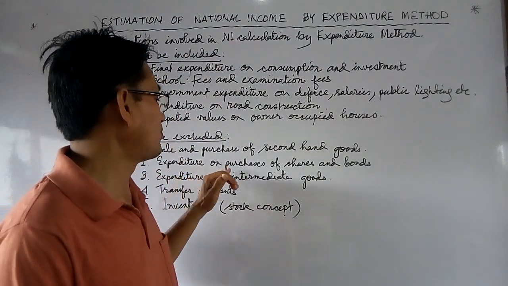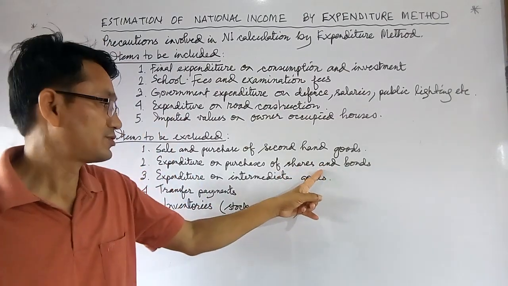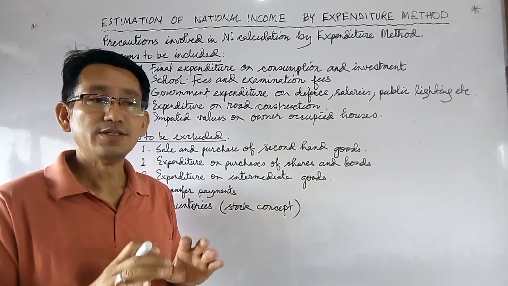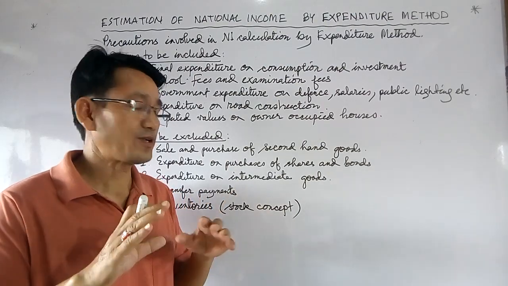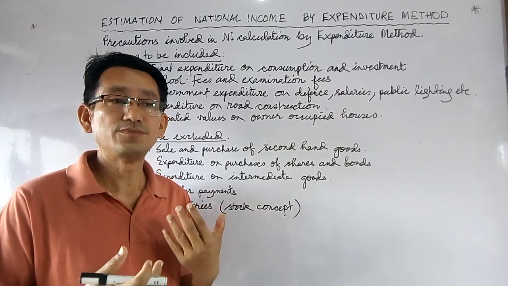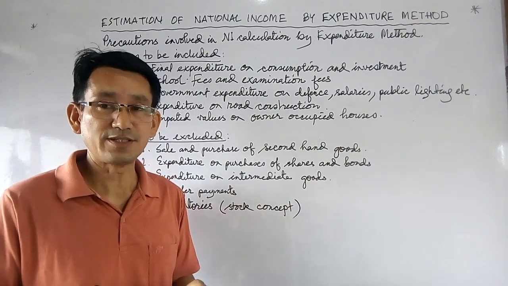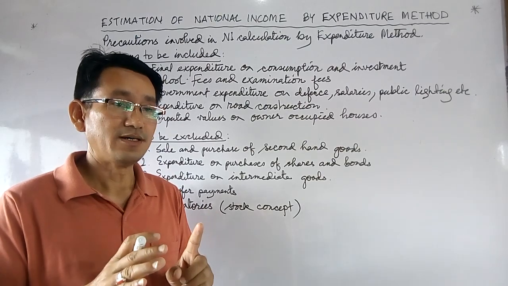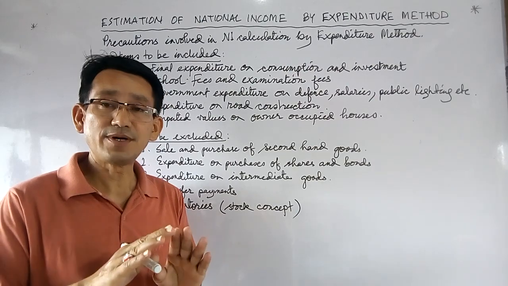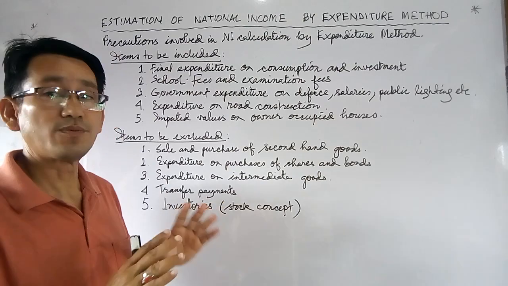Then expenditure on purchase of shares and bonds. These are not counted because there is only a change of ownership. For example, I may purchase a share or bond from other people, or from some firm or government public sector, but it is not a productive service. It is nothing but the change of ownership of assets only. So it should not be included.